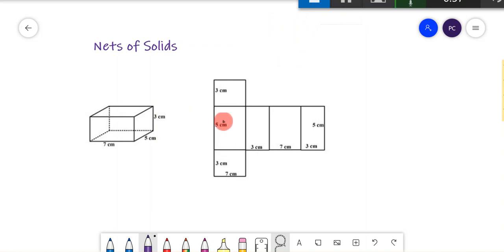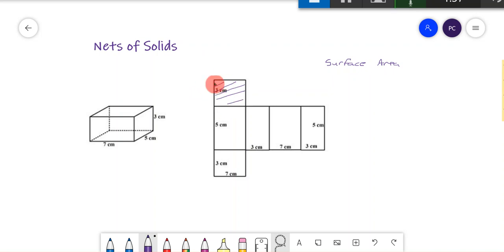What this net of solid does is make it very easy to take a 3D shape like this and, for example, calculate what's known as its surface area. The surface area. Let's focus on just this piece here. If I want to get the surface area of this, it's the area of the surface.